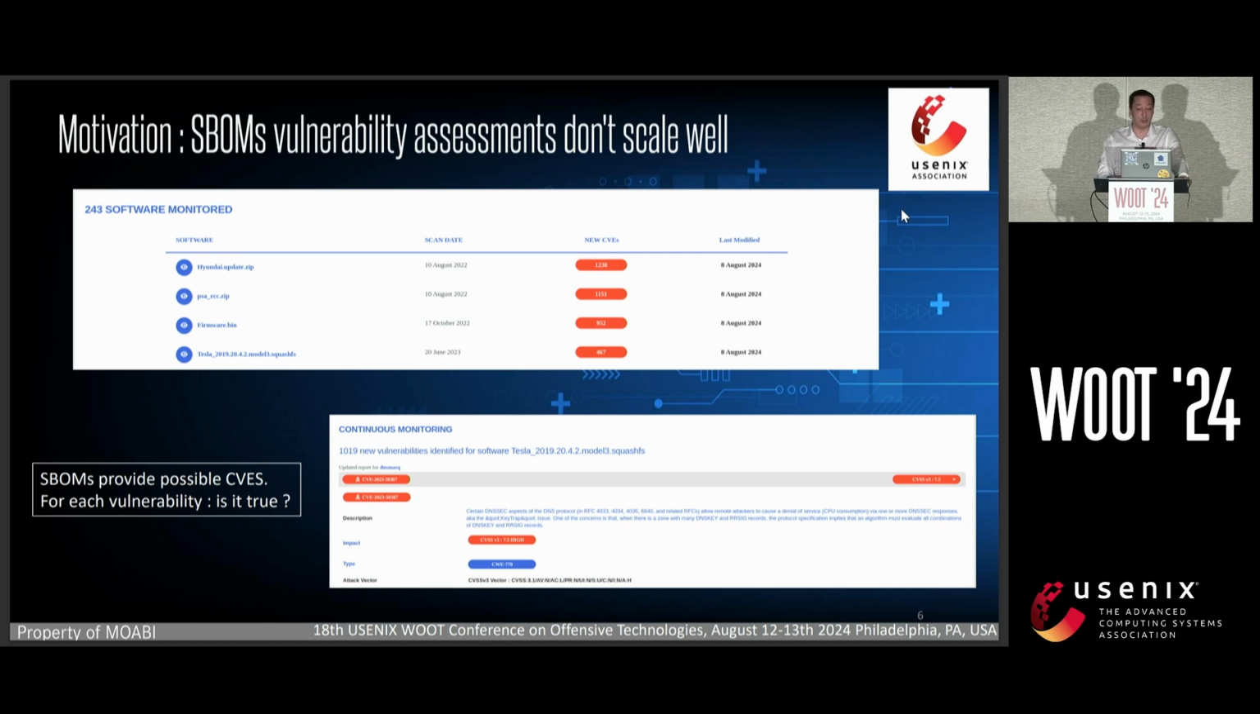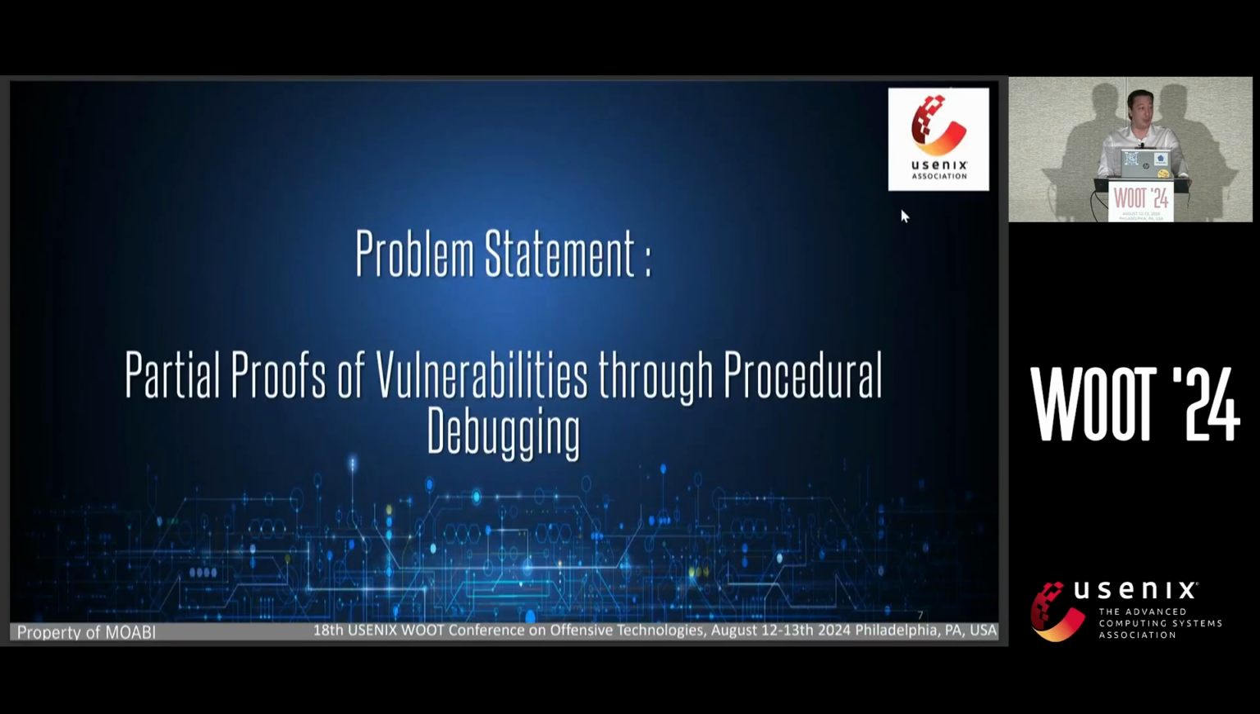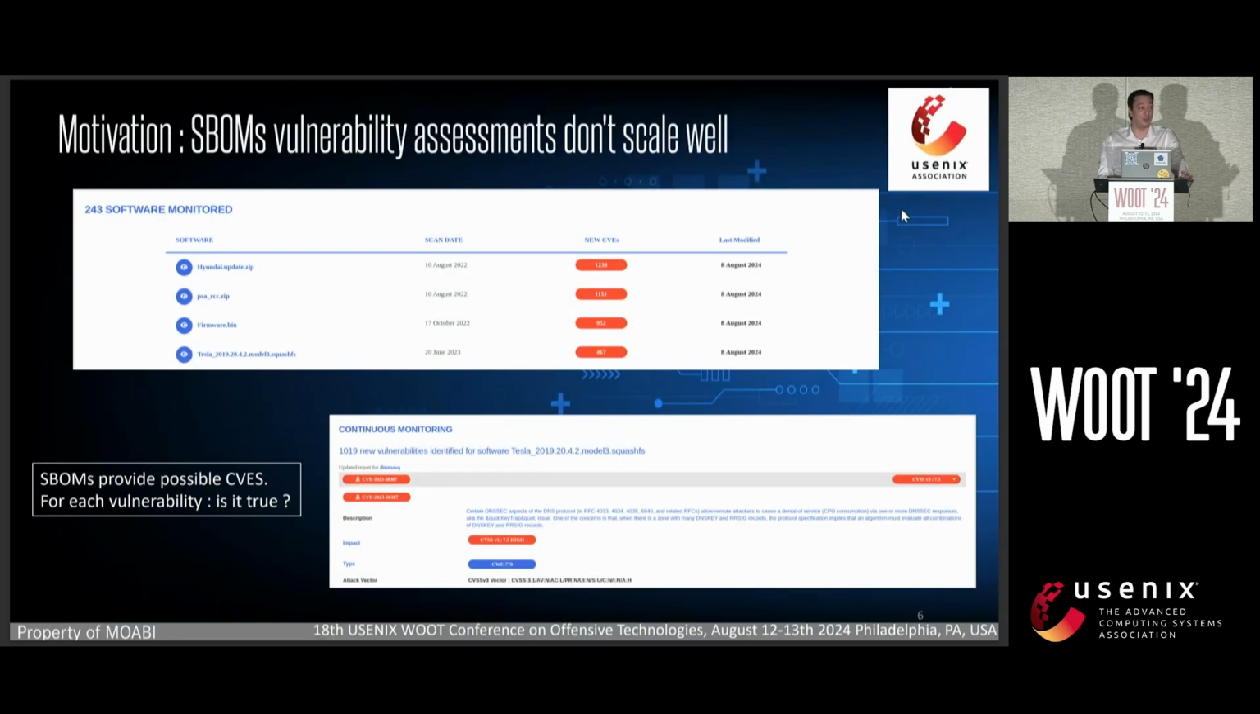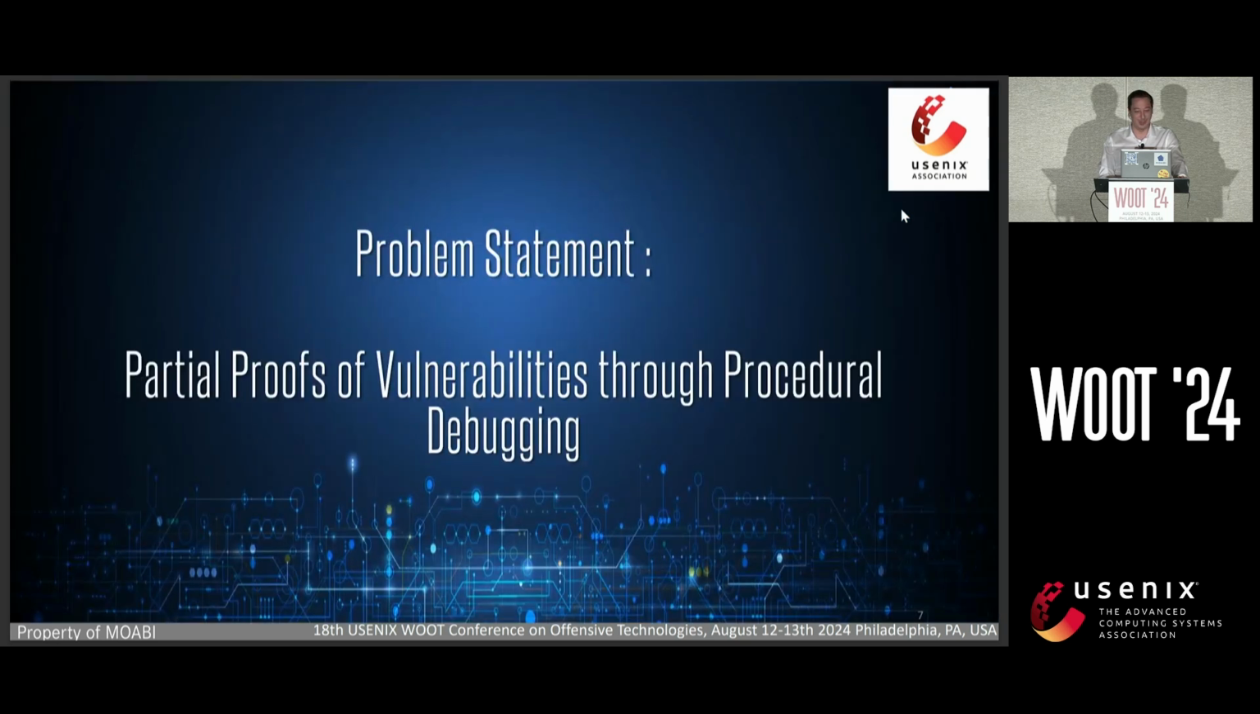So the question that arises is, based on version numbers, there appear to be vulnerabilities. Are they true? When you speak with third parties or with programmers, they're like, okay, you're telling me there's a vulnerability. Can you actually prove it? So that's what we're going to try to solve today. Instead of writing full exploits, we're going to try to work on partial proofs of vulnerabilities.